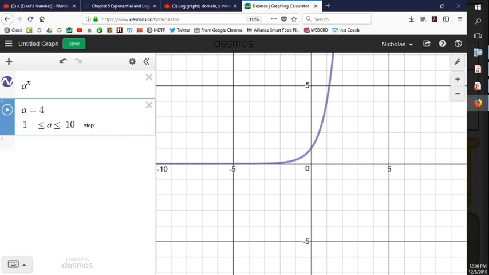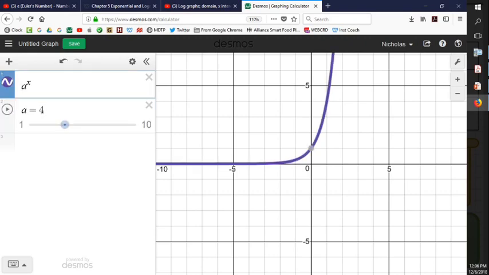Now there's a rule with exponential functions, and that rule is this. Your a cannot be negative. Can you put a negative outside of it? Absolutely. And if you do that, it changes all the y values from being positive to negative. Everybody sees that?